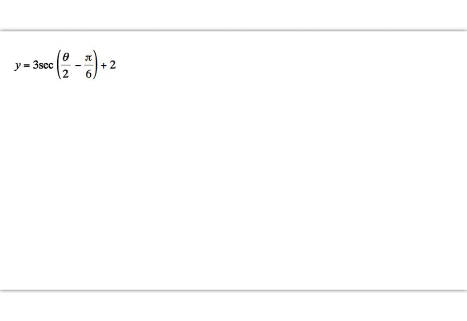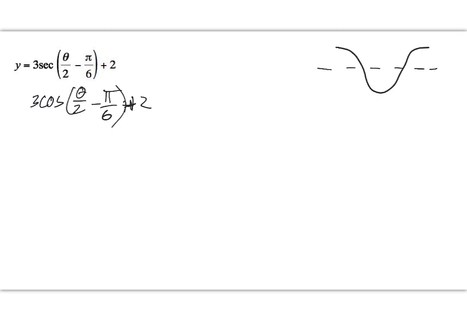So to graph secant of x, again, I'm going to think about the graph of 3 cosine of this same thing on the inside, and then use that to graph my secant equation. So I'm going to think about cosine, which we know looks like this.